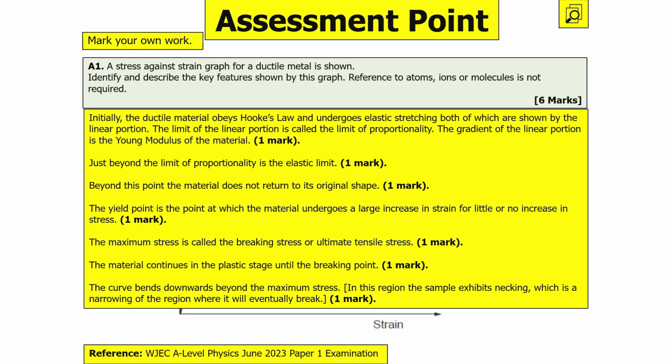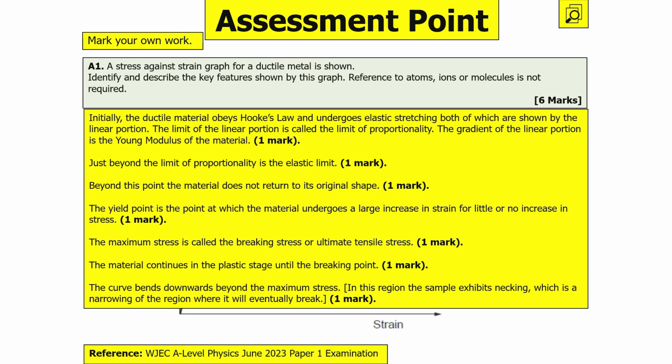Now, the limit of the linear portion is called the limit of proportionality, and the gradient of the linear portion is the Young modulus of the material. Just beyond our limit of proportionality is our elastic limit. Beyond this point, the material does not return to its original shape. The yield point is the point at which the material undergoes a large increase in strain for little or no increase in stress. The maximum stress is called the breaking stress, or the ultimate tensile stress.